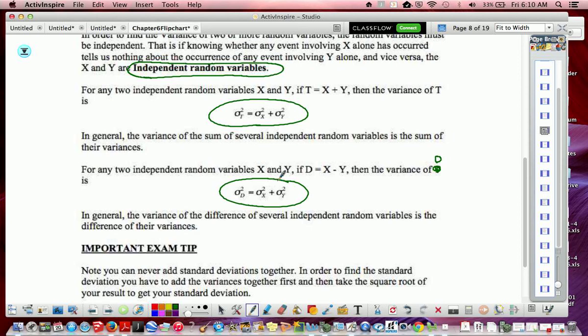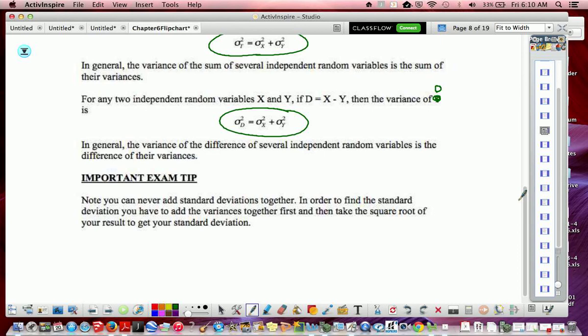One last thing to note: sometimes you'll be given the standard deviations in your problems. You can't add those together. You actually have to convert them to variances, combine them that way, get your answer, and take the square root to get your standard deviation. So know this piece. Know it, love it, make it your best friend.